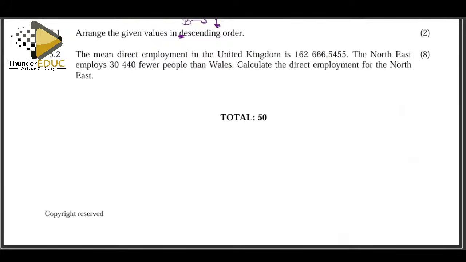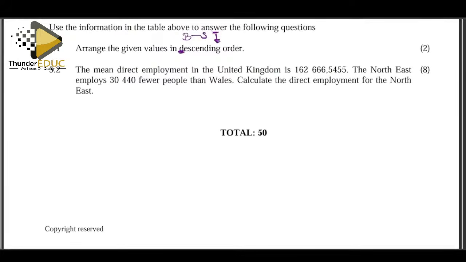We continue and look at the next question, which tells us the mean direct employment in UK is 162,666,545. The Northeast employs 30,440 fewer people than Wales. Calculate the direct employment for Northeast.